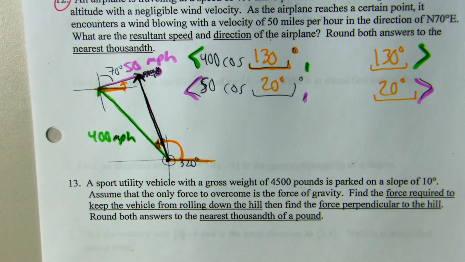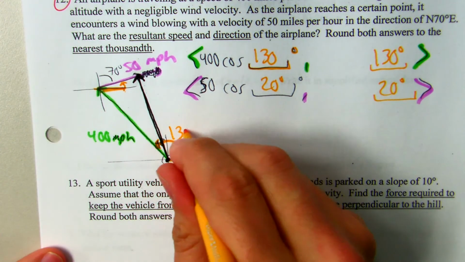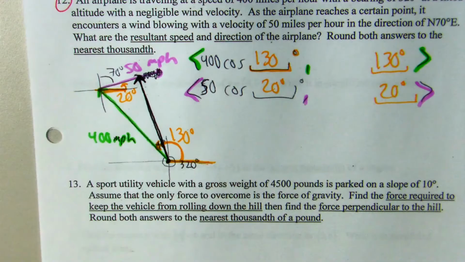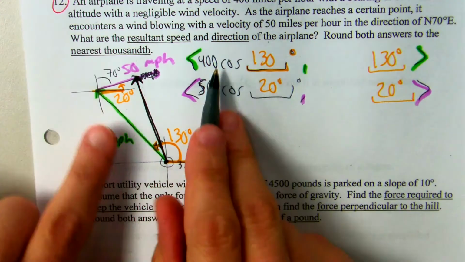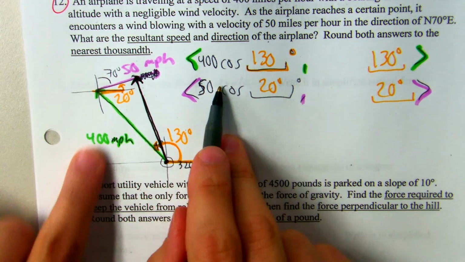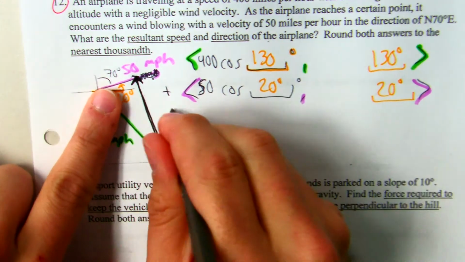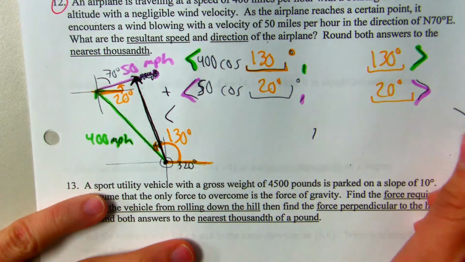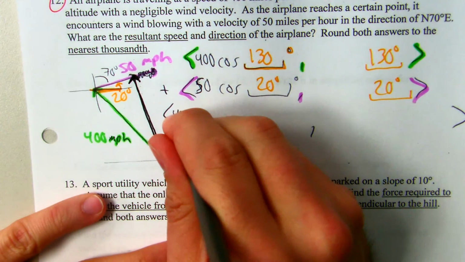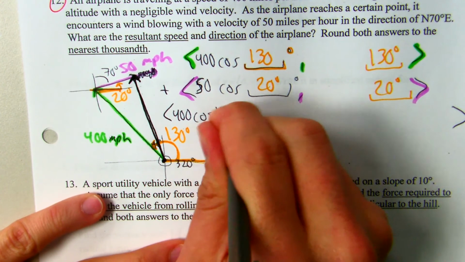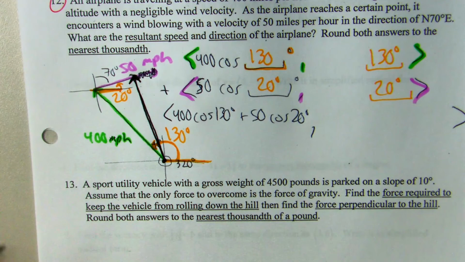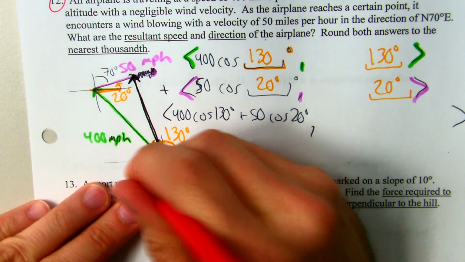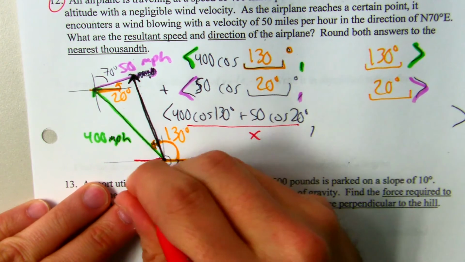Most mistakes are going to happen right there. That's where you guys need to slow down the most. Probably highlight your work in there, or even probably that sentence. So this is how much is going to the left, and this is how much is going to the right. Adding those together tells me what's happening with the result of those two things. 400 cosine of 130 plus 50 cosine of 20 will end up being this thing.